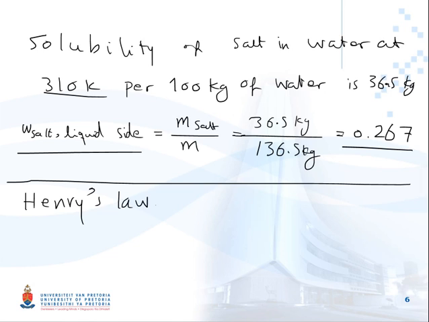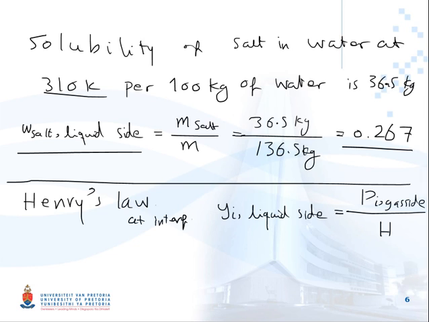Henry suggested that there is a correlation that yi on the liquid side is equal to pi on the gas side divided by H. It's all at the interface. How are you going to find this H? So H is Henry constant and is given in table 14.6 of your textbook.